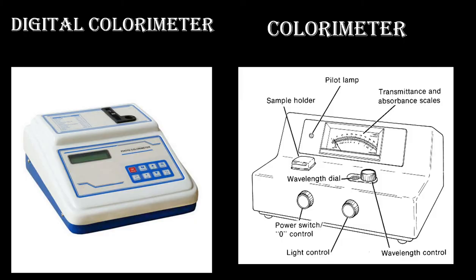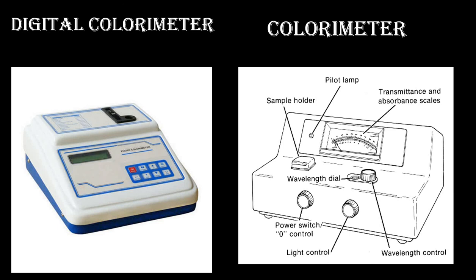Here, the digital colorimetry instrument is shown and the old one is also shown. In digital instrument, the direct OD is given, the value of the OD or transmission is given. Whereas in the old one, the transmission and absorbance, both values can be given because of the relation which was explained by me previously in the same lecture.